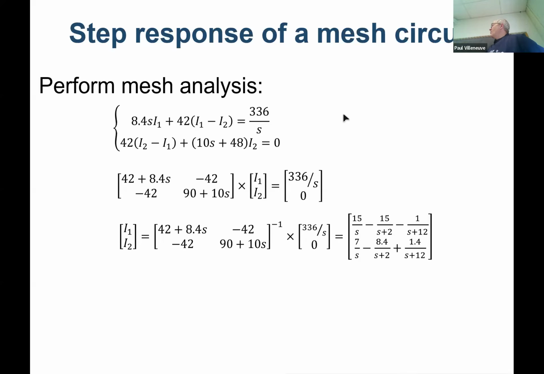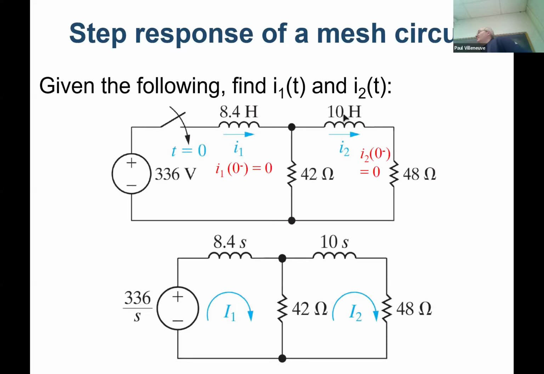I just wanted to show you that what we have over here, the 7 over S, minus 8.4 over S plus 2 plus 1.4 over S plus 12, is what we got. We just had a lot of brute force analysis to do it. The top one we didn't even bother doing, but it would be the same process over again. So if we can do modern, it makes it easier. But more importantly, it's just mesh analysis. That's all it is. Nothing more than mesh analysis.